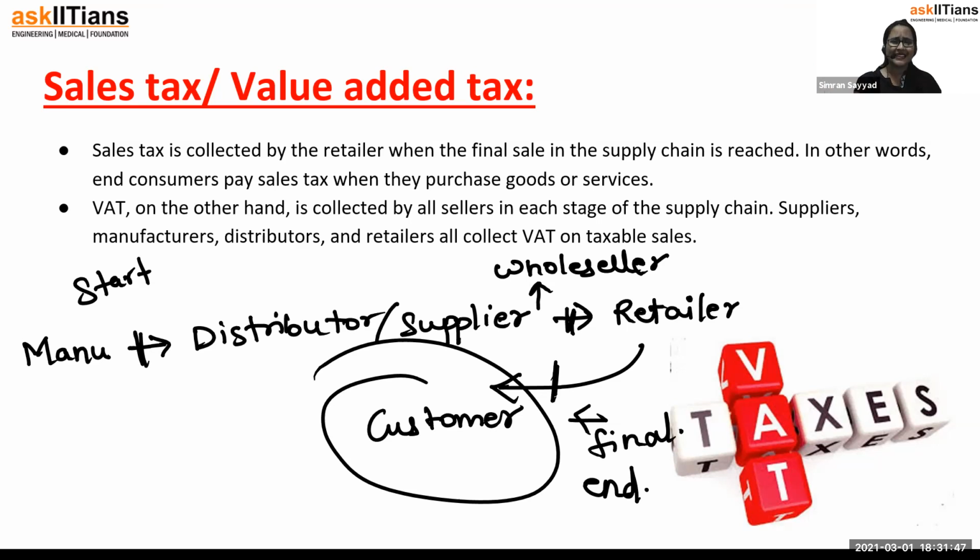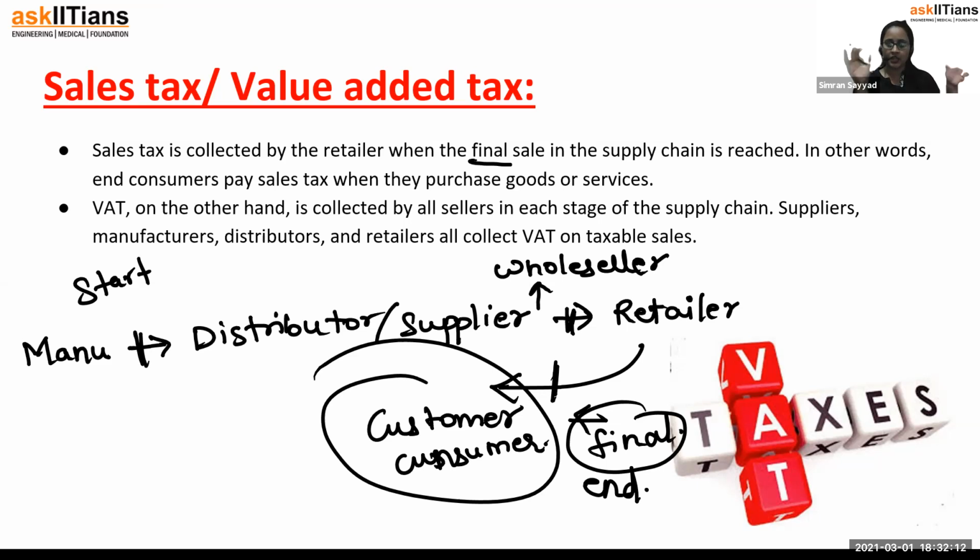Now what is sales tax? Sales tax is nothing but the final. You can see the word here, the final. Okay, so final means the final thing here, which is the customer, the consumer, the final one, which is us. So we are supposed to give the sales tax over here.